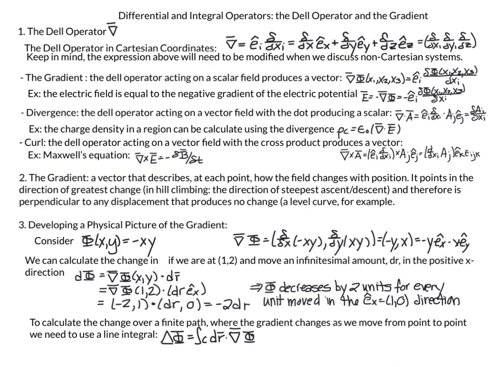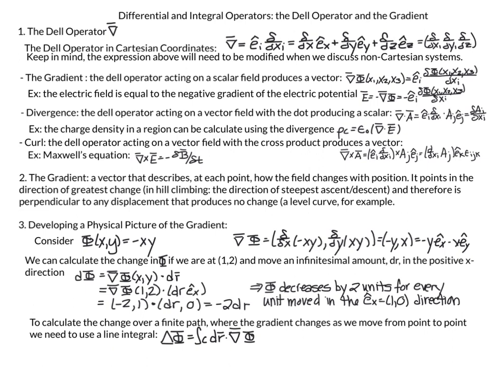Looking at our overview sheet, we've just done this example here, and one thing we need to note is that to calculate the change over a finite path, where the gradient changes as we move from one point to another, we need to use a line integral, and we use this formula here. That concludes the material for this video.